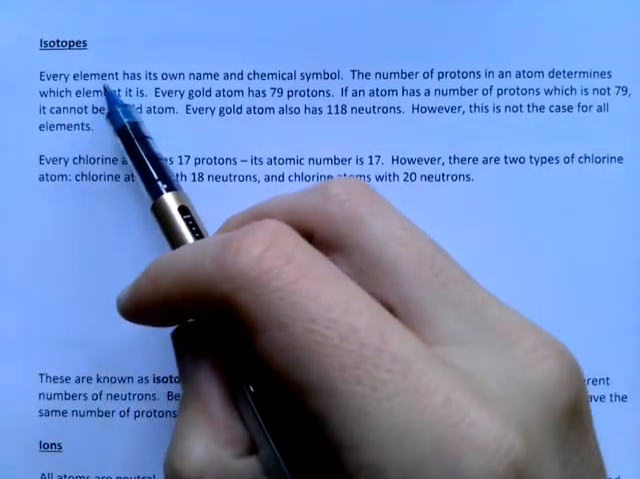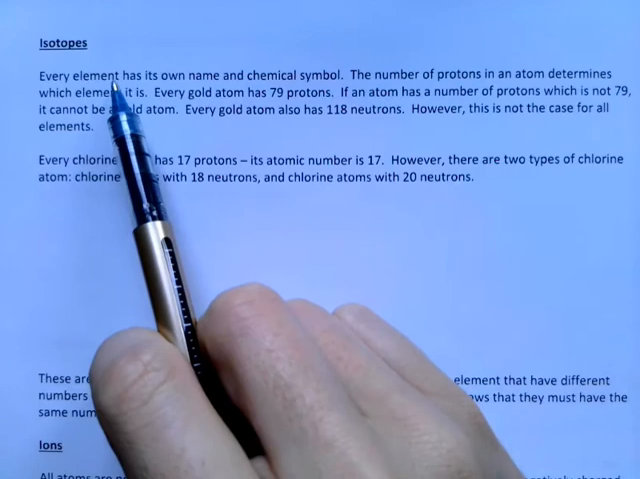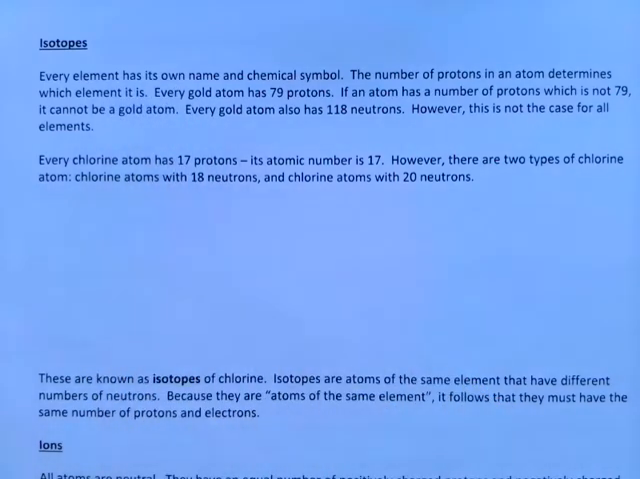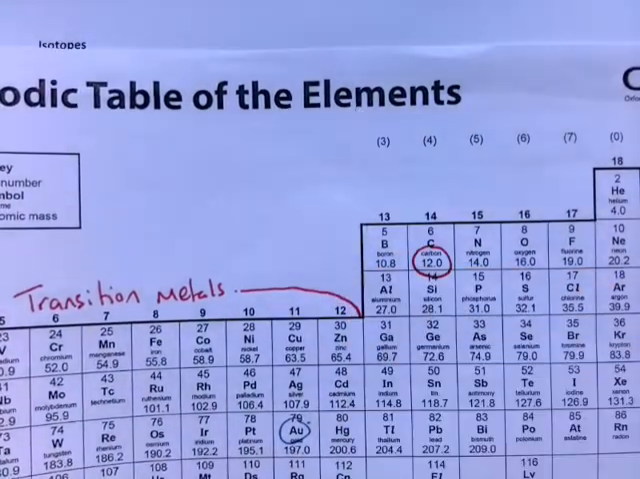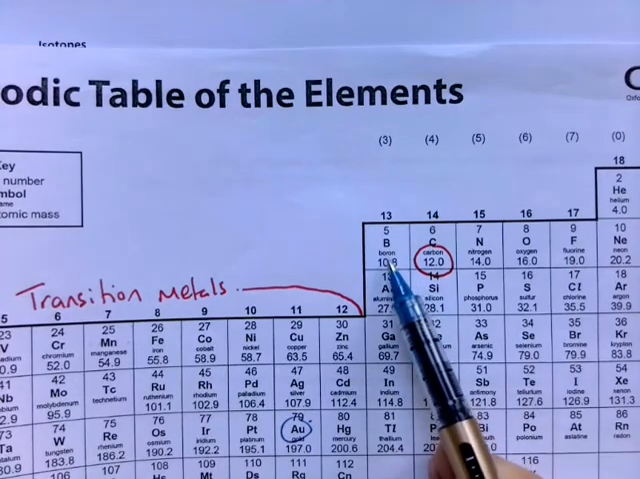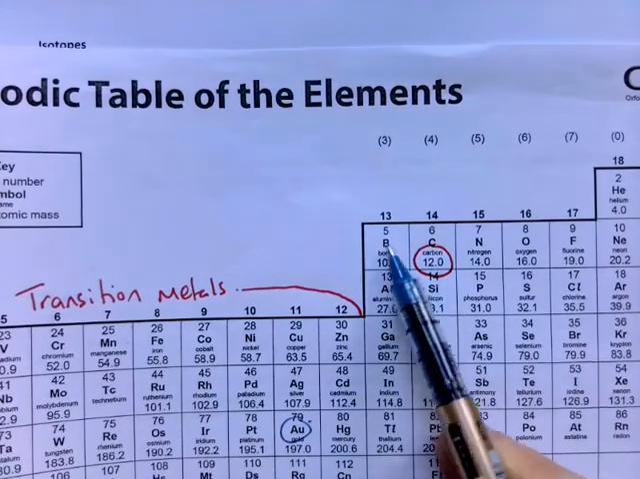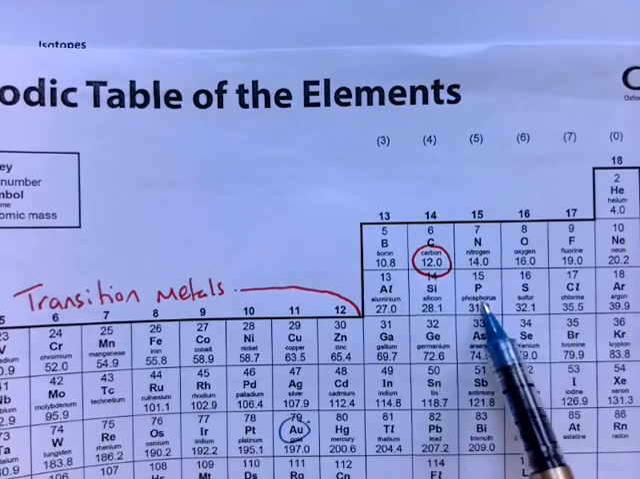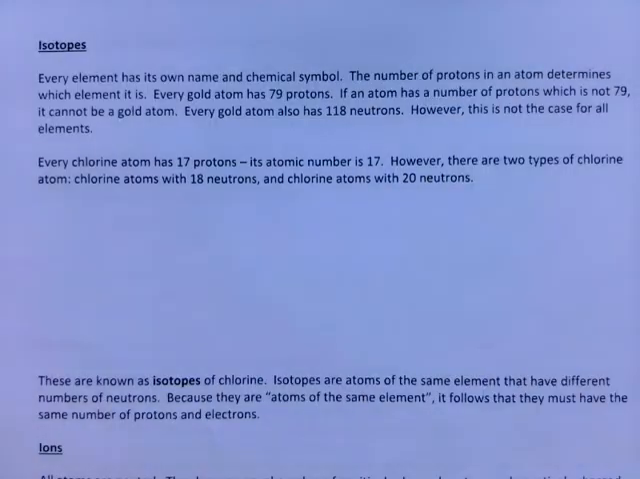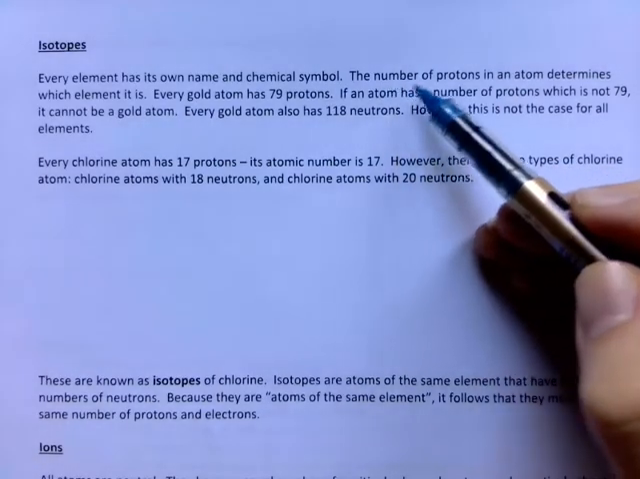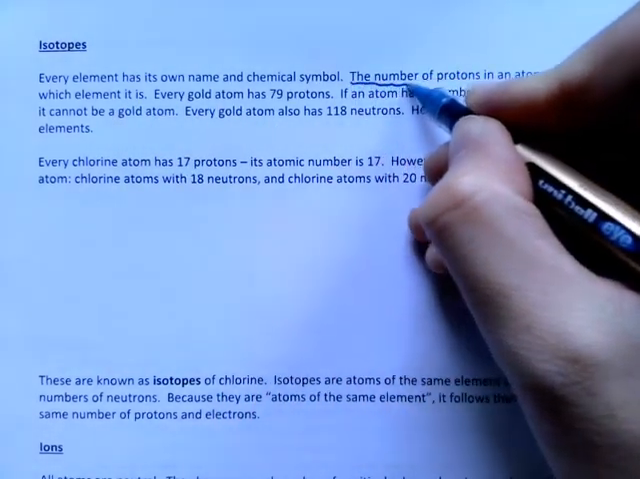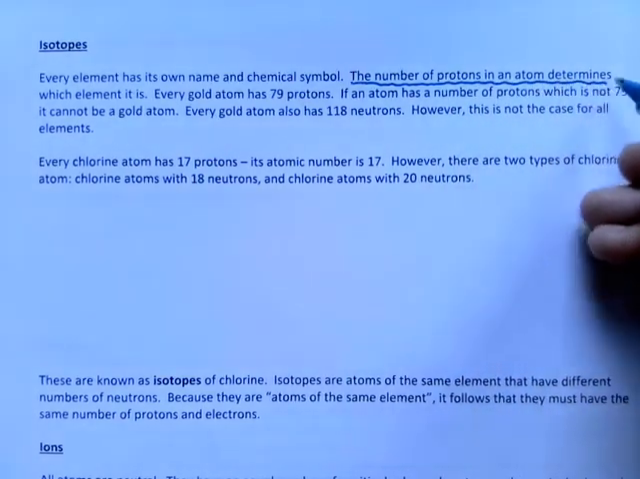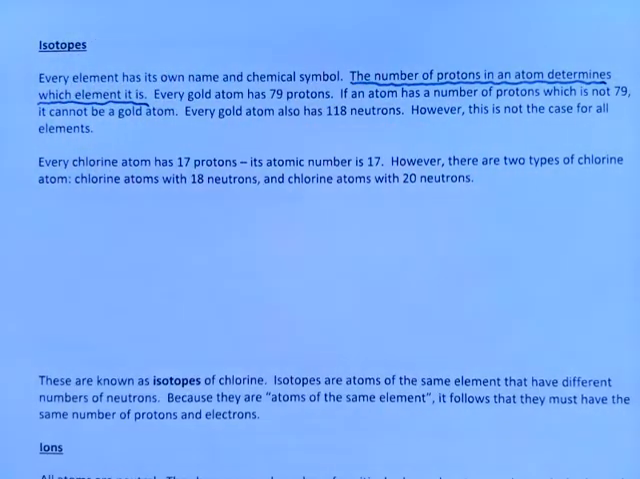Every element, and you remember that an element is anything that's made up of one type of atom, every element has its own name and chemical symbol. So that's why this is the periodic table of the elements. Okay, so each element has got its own name: boron, B; carbon, C; nitrogen, N; phosphorus, P; silicon, Si. Okay, the number of protons in an atom determines which element it is. Very, very important. The number of protons determines which element it is.